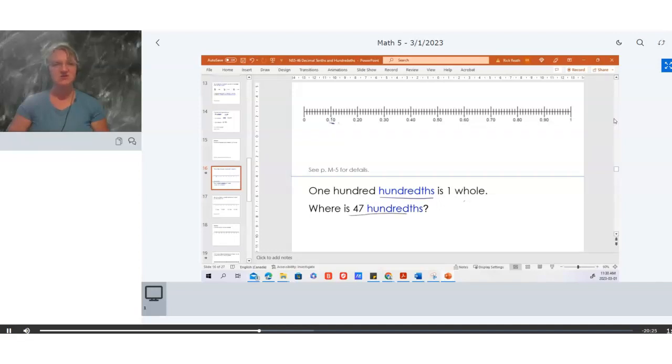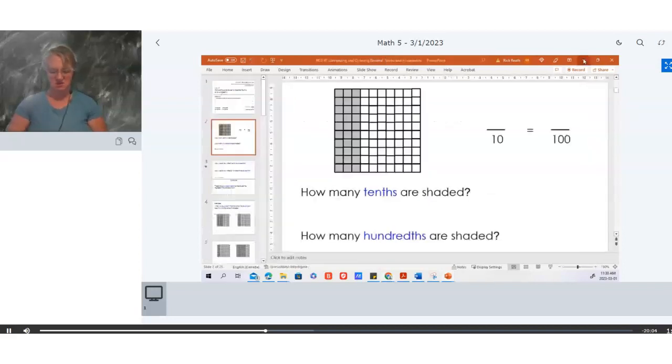So they ask here, where's 47 hundredths? Well, here's 40. If we count up, 41, 42, 43, 44, 45, 46, 47 hundredths would be right here in that spot. All right, so just a brief introduction to tenths and hundredths on that one.